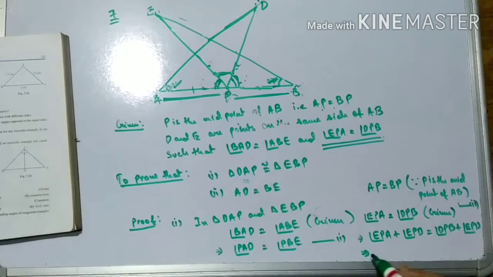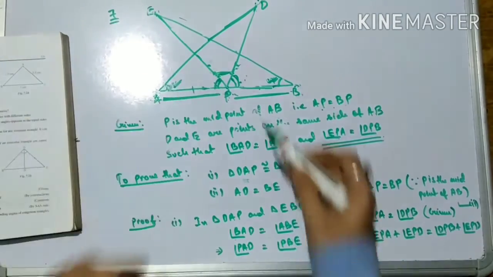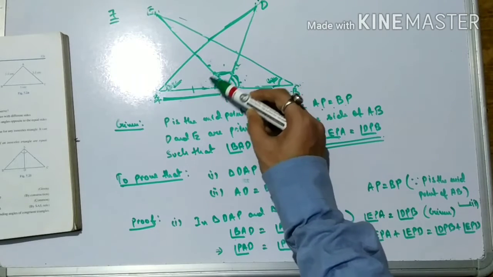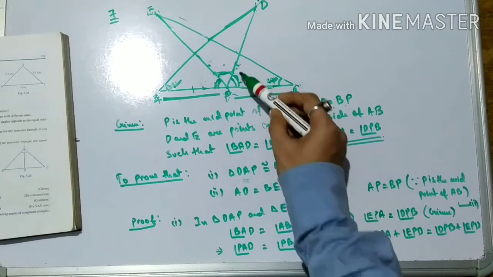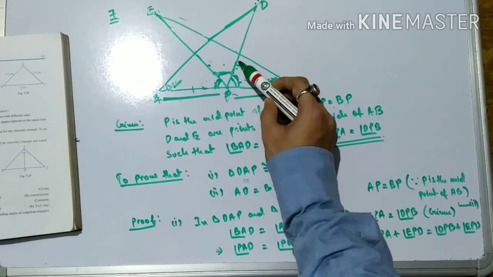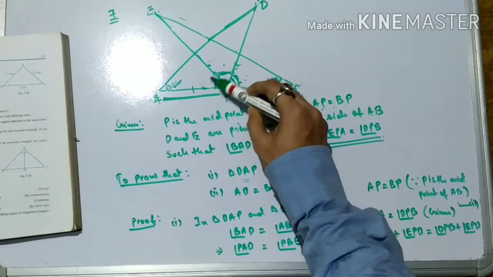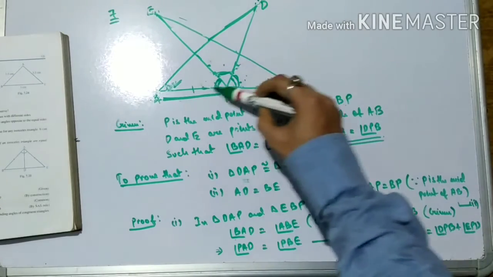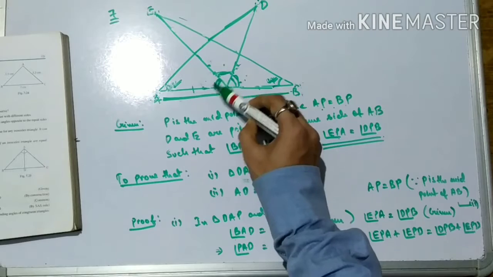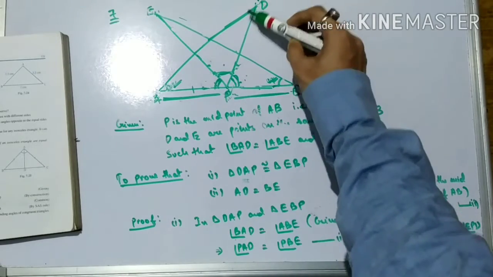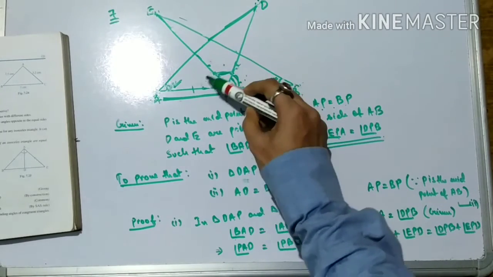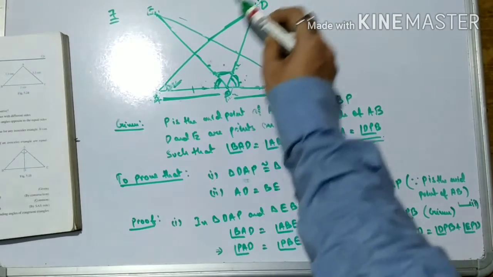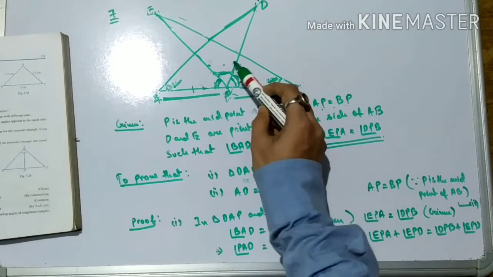So in here, what will I get? This angle plus this angle, what will I get? This whole angle I will get. This whole angle means what? DPA. With this much angle, if I add this one, then I will get DPA. In this triangle, this whole angle I will get.